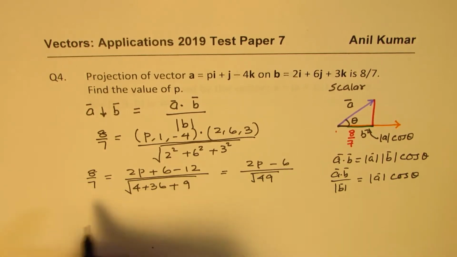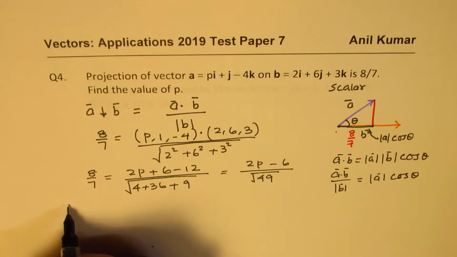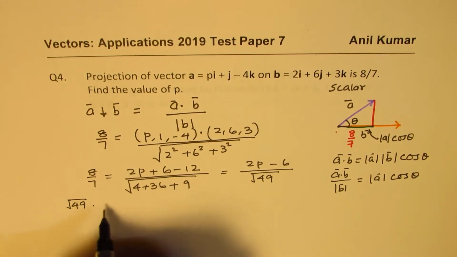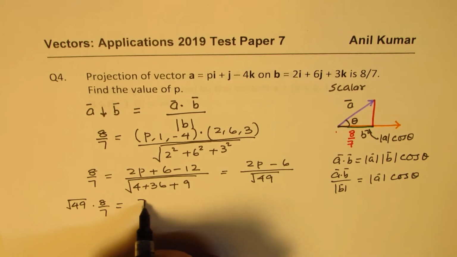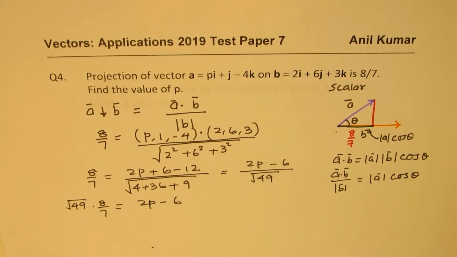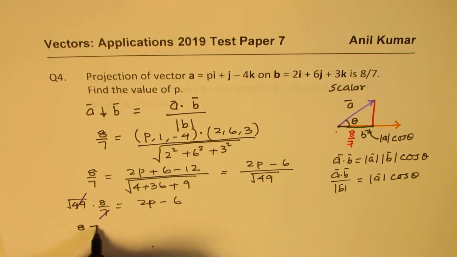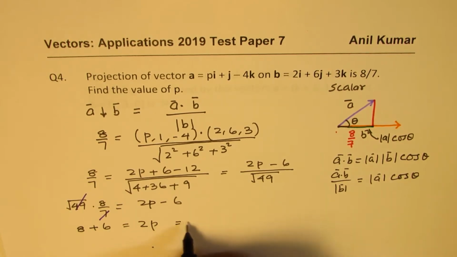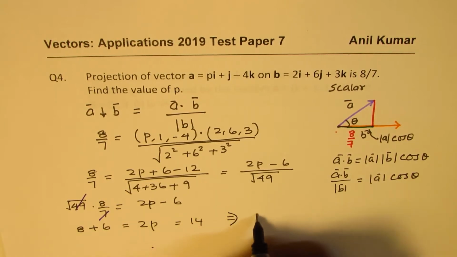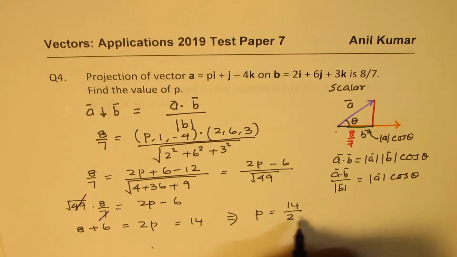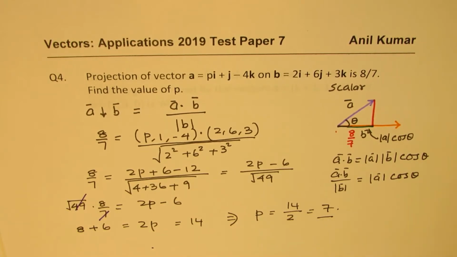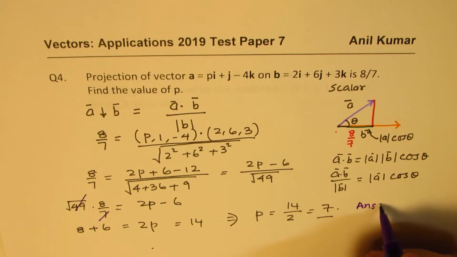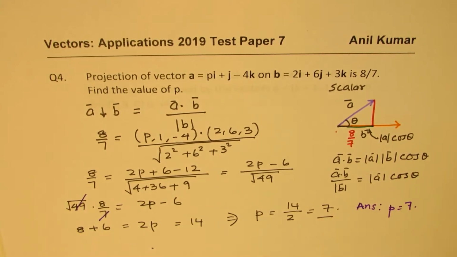Now we can actually cross multiply, which this is 7, right? So it is square root of 49, which is 7, and 7 over 8 over 7 is equal to 2p minus 6. And these two are the same things, so they cancel away. And what we get here is 8 plus 6 equals 2p. 8 plus 6 is 14, right? So we can write this as equal to 14. And that gives you the answer P equals 14 divided by 2, which is 7, right? So our answer is 7. Is that clear? P equals 7. Correct. So that is how you're going to solve it. Now let's take up the next question.